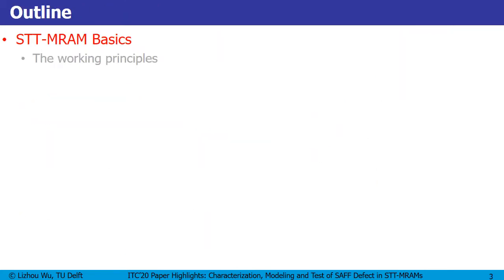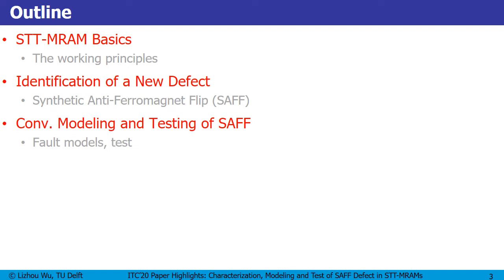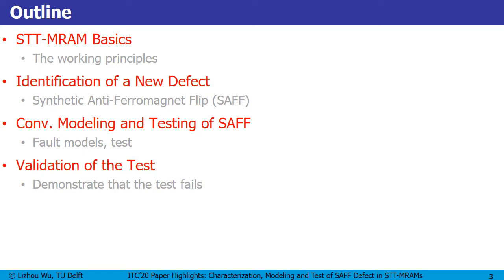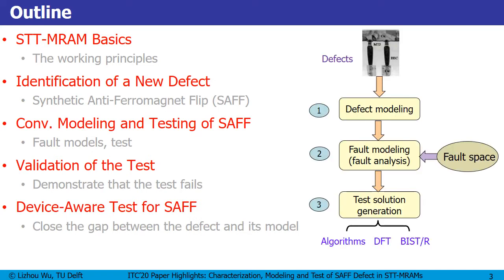Next, I will introduce a little bit about STT-MRAM basics. Then I will show you how we discover new defects. We apply the conventional test approach to these defects and develop a march test. And then you will see this march test fails to detect the defects. As an alternative, we apply device-aware test. Actually, both test approaches consist of these 3 steps: defect modeling, fault modeling, and test solution generation. Our DAT approach innovates in all these 3 steps. In the end, I will draw some conclusions.